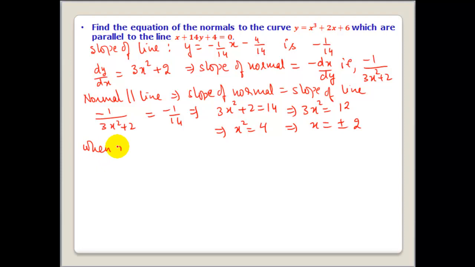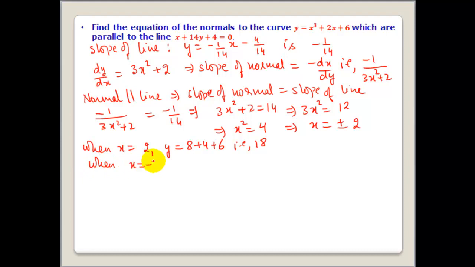Now when x is 2, y comes out to be, it can be obtained by substituting x here. So y will be 8 plus 4 plus 6, that is 18. Fine. And when x is minus 2, y will be minus 8 minus 4 plus 6, that is minus 6. Okay, so 2 points we have got, 2 comma 18 and minus 2 comma minus 6. We'll write equation of normal at these 2 points.